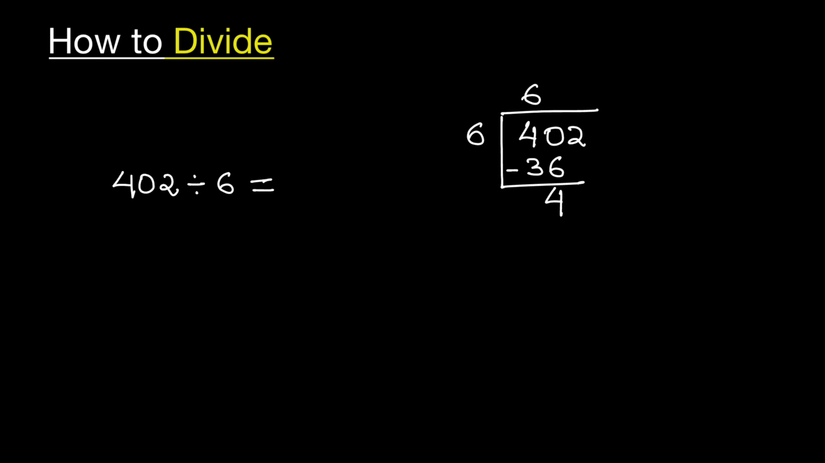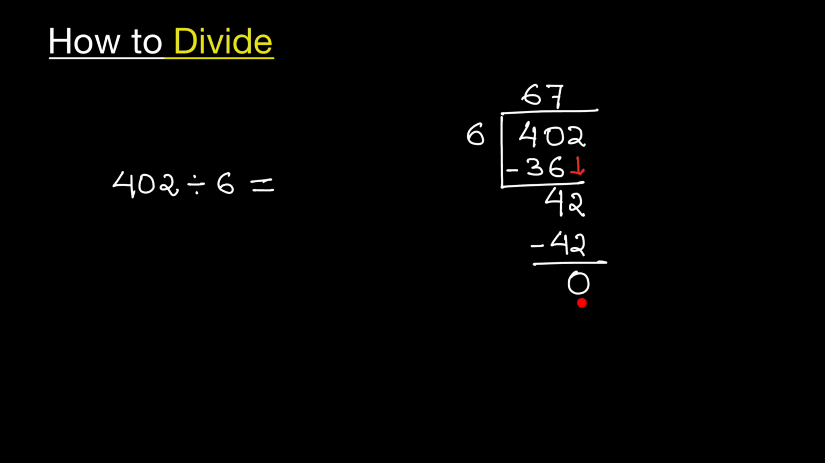Now this 4 is less than 6. That is why we will bring down this adjacent 2 here. And we know that 6 times 7 is equal to 42. Subtract, we get 0.